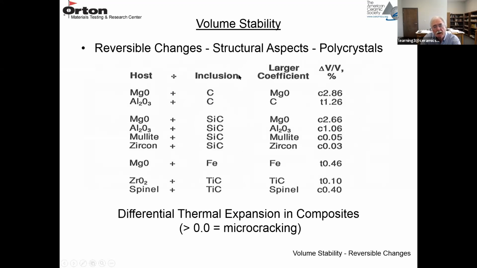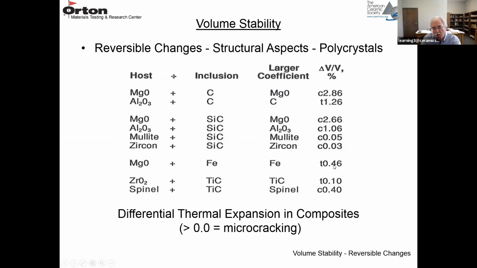The other thing we can look at is composites, two dissimilar materials. Again, if the difference at the boundaries is greater than 0, you're going to have microcracking. So this first one is an MgO carbon composite. MgO would be the matrix, carbon would be the inclusion. There's a thermal expansion mismatch. MgO has a larger coefficient. It puts carbon in compression, and the mismatch is 2.86.